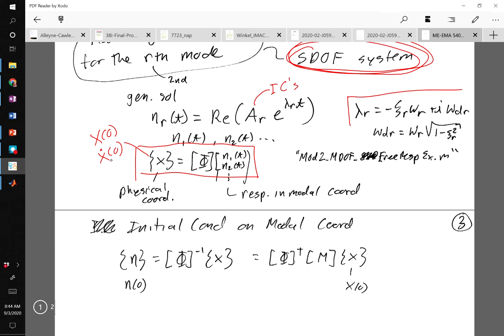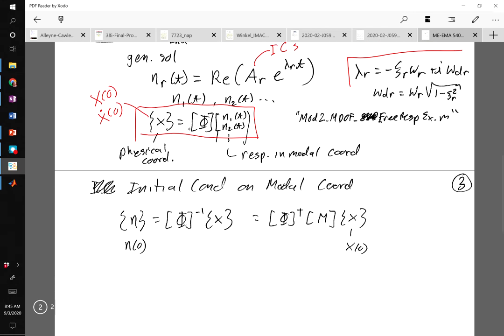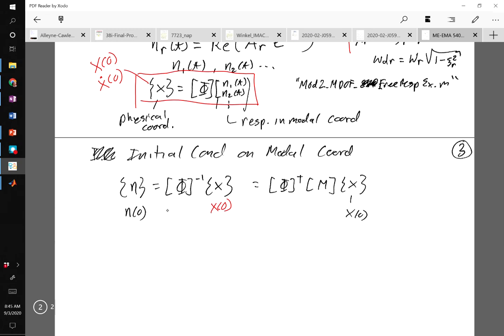So we'll need to figure out the initial etas from those. And it turns out we can do that really easily just by inverting this equation right here. So eta is just phi inverse times x. Phi is an orthogonal matrix, so it's invertible. So if we knew x at time 0, we could easily plug in here to get eta at time 0. And similarly, if we knew x dot at time 0, we could get eta dot at time 0.